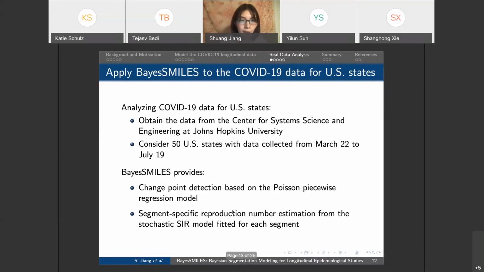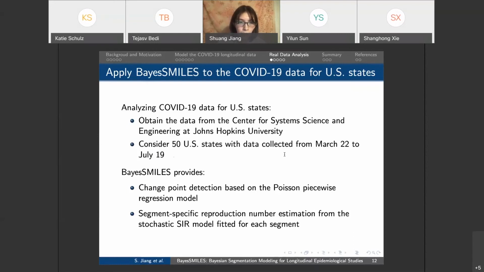Well, here let's see some results when we applied BayesMile to the real data. We collected data from the Center for Systems Science and Engineering at Johns Hopkins University. And we consider 50 US states in total. And we make sure that the data collected for each state are in the same time range.